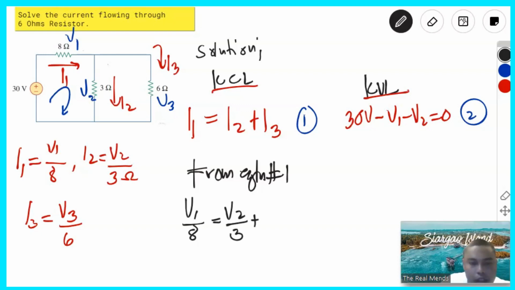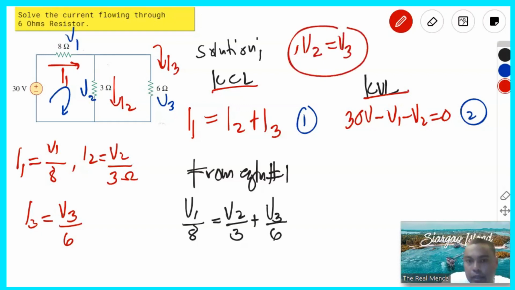And then our I3, that is V3 over 6. And then we know that these 2 ohms resistors are connected in parallel, so therefore their voltages are the same. So therefore this V2 is just the same as the value for V3. So from this, let's substitute that to equation number 1.